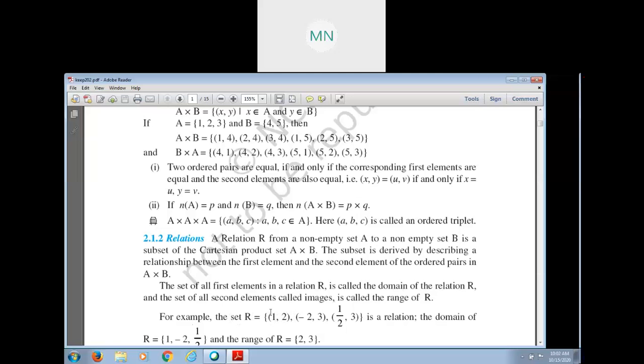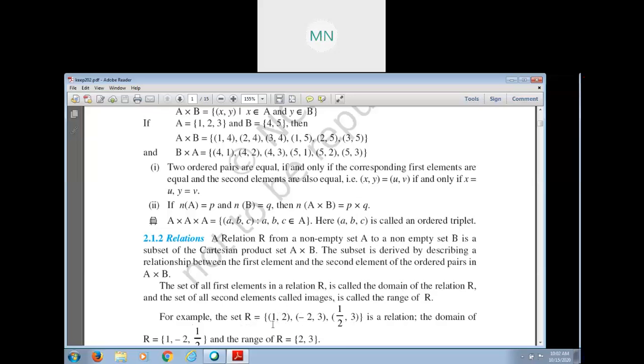Can you tell me the domain of this R? Domain of R is what? 1, -2, and 1/2. Understand? Domain is nothing else. It is the collection of the first elements of the ordered pairs of R.